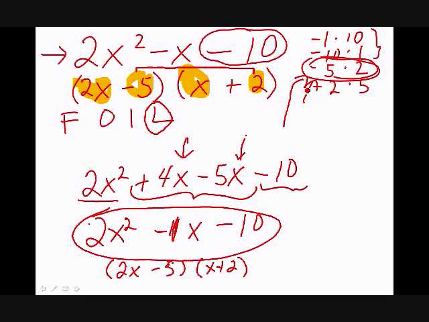So that's how you multiply two binomials together. Use the FOIL method: first, outside, inside, last, combine like terms, and then you're done. I hope this helps you with figuring out the second problem in the discussion forum.